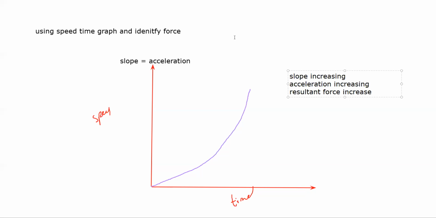So what happened to slope? The same thing happened to acceleration, and the same thing happened to resultant force. So they are interrelated. If the question is using a graph, identify what happened to the force. So you check the slope, you will identify what happened to acceleration, and using acceleration, you can identify what happened to resultant force. Is it clear?